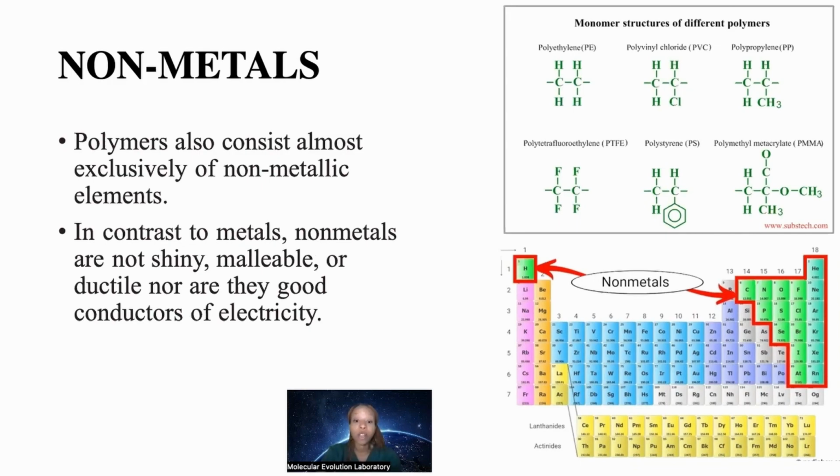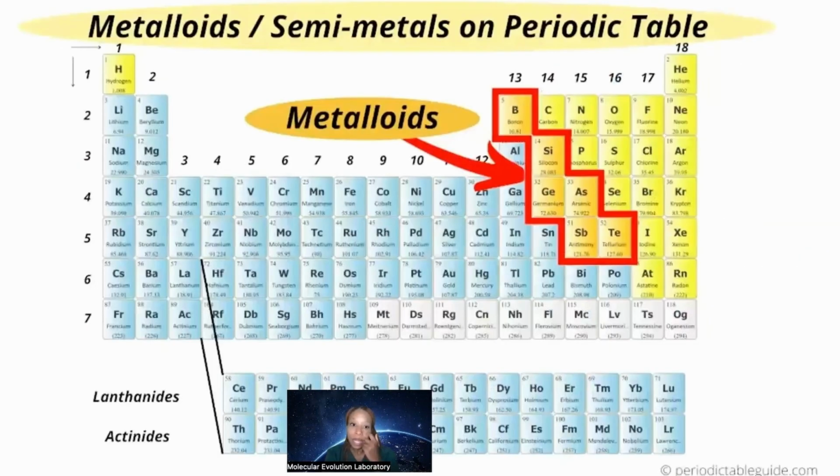And most of the polymers are also made of non-metals. So polymers also consist exclusively of non-metallic elements. In contrast to metals, non-metals are not shiny, not malleable or ductile, nor are they good conductors of electricity. So for example, these are polymers, and we already know that the backbone of most polymers is made up of carbon: polyethylene, polyvinyl chloride, polypropylene. All of these polymers, synthetic polymers, as well as even natural polymers, tend to be made up of carbon. The metalloids or semi-metals include boron, silicon, germanium, arsenic, tellurium.